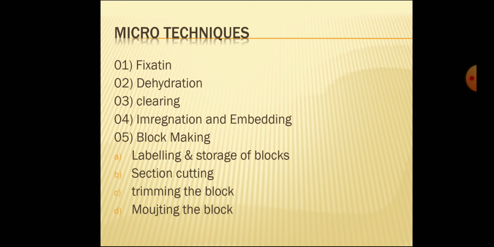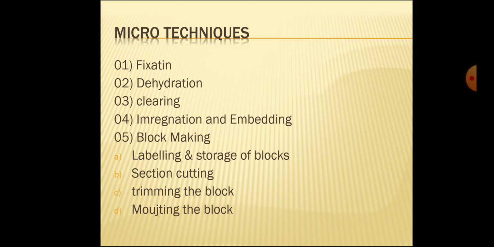The embedding media are of two types: water soluble and water insoluble. Water soluble embedding media are present in the form of gelatin, gums, and polyethylene glycol, while the water insoluble embedding medium is present in the form of methacrylate. In such a way, by using these two media, embedding of the tissues occurs.